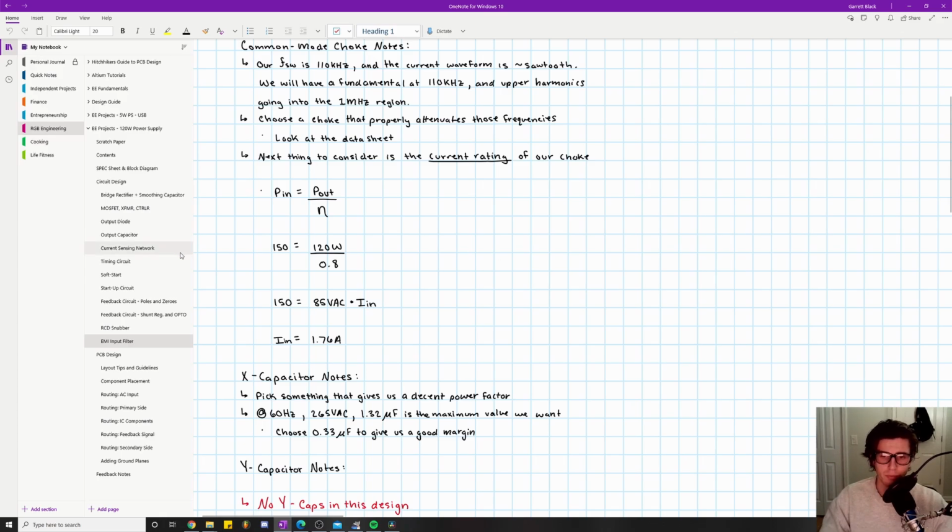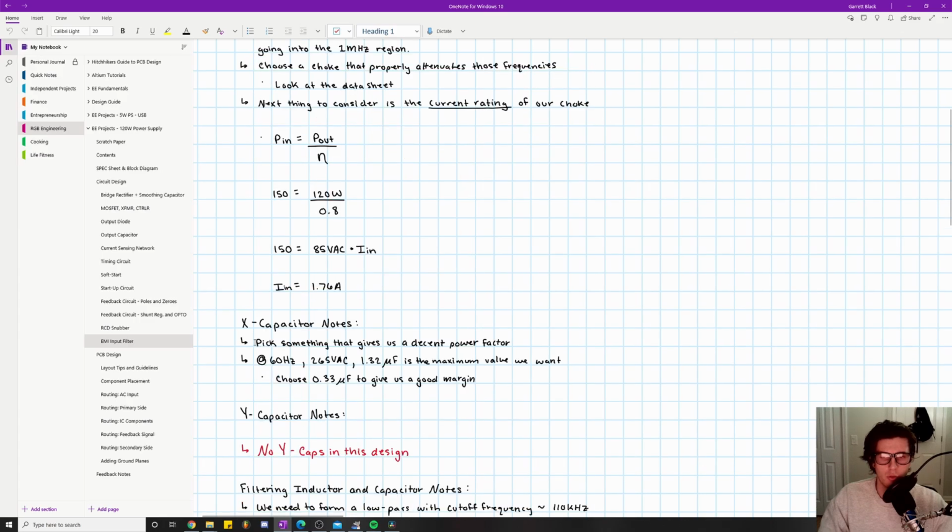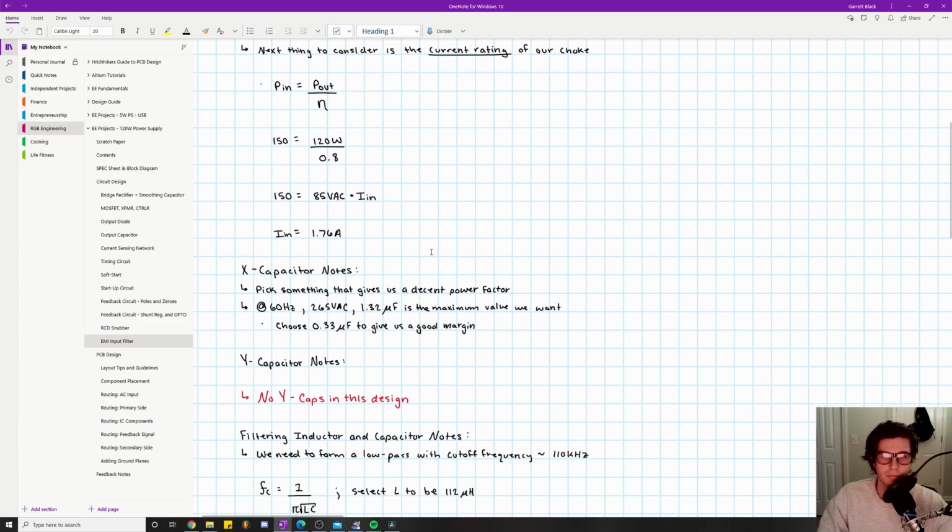Moving on to the X capacitor notes, I'm going to say to pick something that gives us a decent power factor. If you want to understand what power factor is, go back and watch my EMI video. I'll link that video in the description. I promise you. Don't worry about that. So we're just going to do a quick power factor calculation.